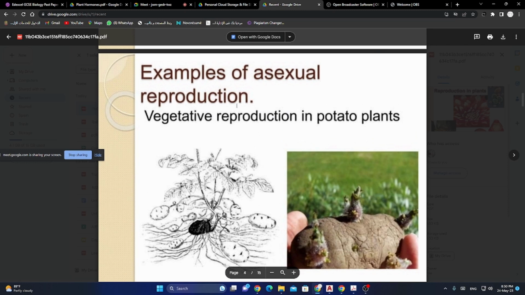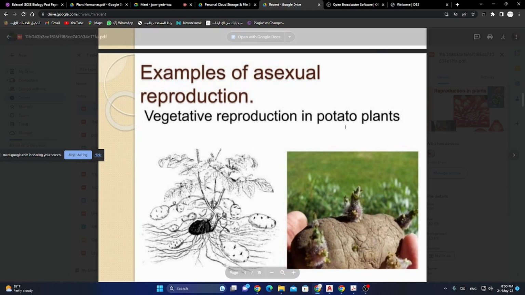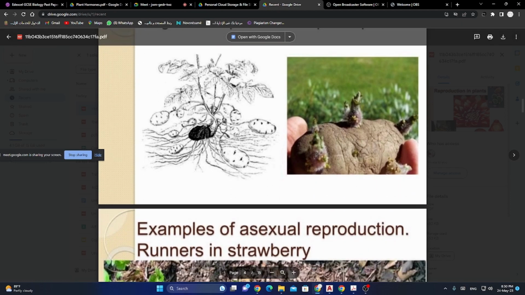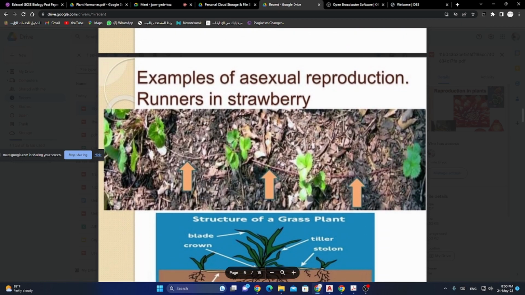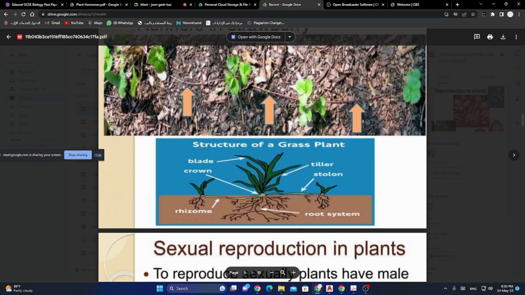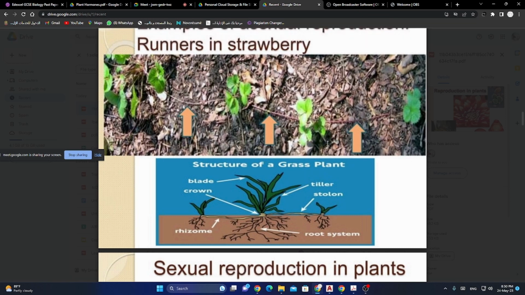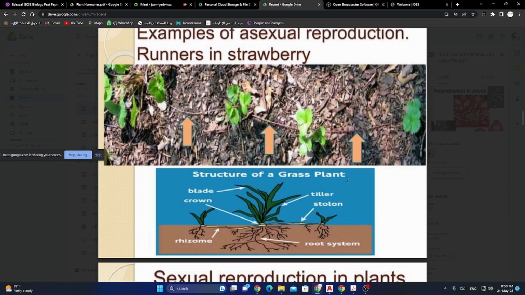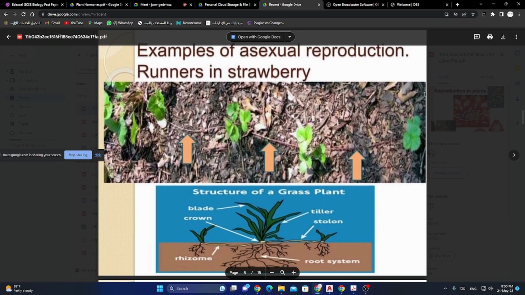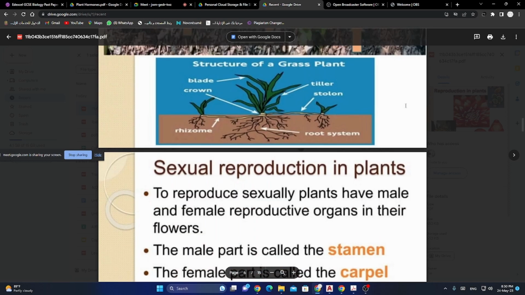Again, this is what you were talking about. Example of asexual reproduction: vegetative reproduction in potato plants. And runners in strawberry. You know how strawberries do have seeds, right? But at the same time, they have something called runners, which they can use in order to asexually reproduce and produce more strawberry plants.